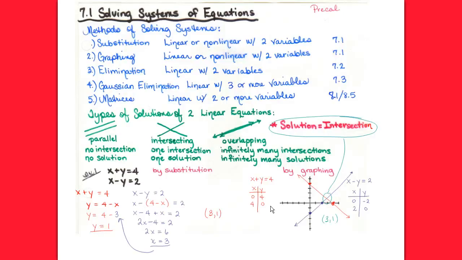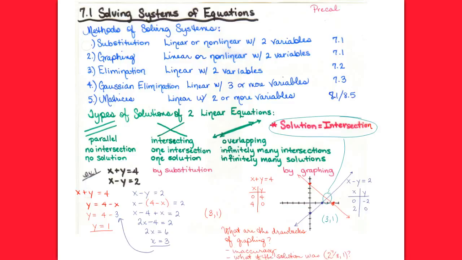Inaccuracy. Yeah. If you look at my graph, I tried diligently to make these little tick marks all the same width, and I used a straight edge to draw my line to try and be really precise, but honestly, 3, 1 is actually a little bit more over here, so my graph is off a little bit. So that's the biggest problem with graphing, it's just inaccuracy.